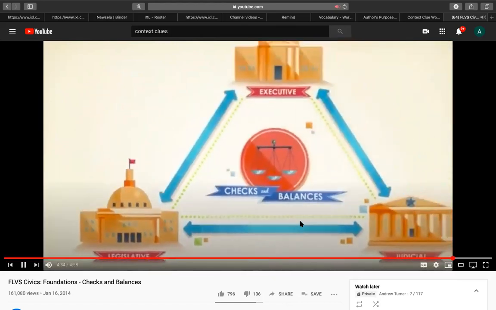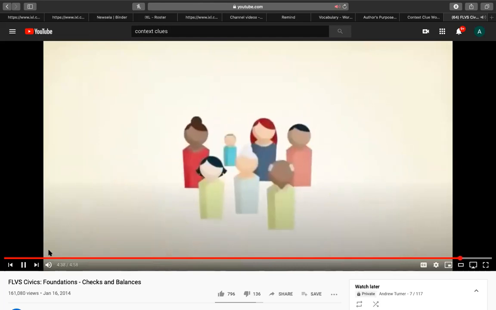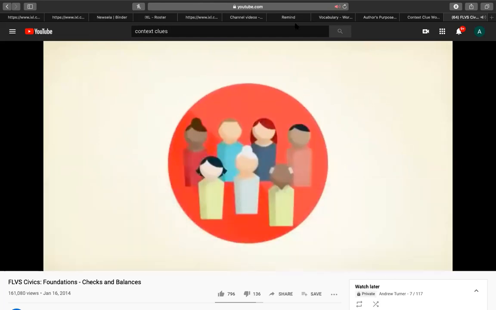So, do you have this checks and balances thing down? Just remember, being a responsible citizen is super important. Responsible citizens make sure to voice their opinions and make the government work for them. After all, they are the most important check on the government.